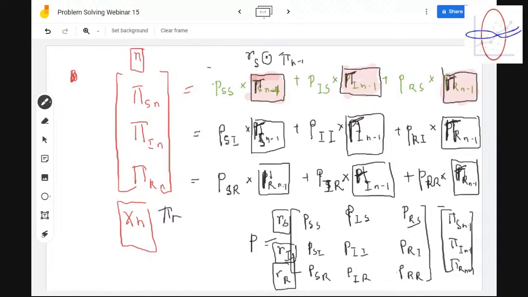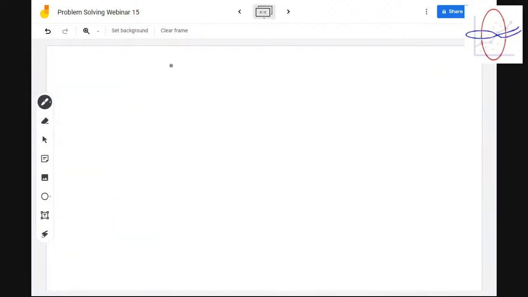Okay, perfect. Now this is the most important logical step. So what we are getting? We are getting that the pi nth vector is actually equal to this P matrix times the pi n minus 1th vector. So this is the result we are getting.